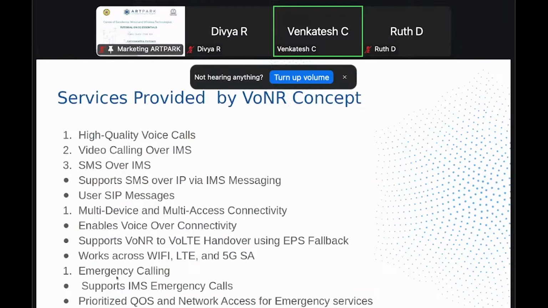Okay. And next is the emergency calling. It supports emergency calling, allowing users to contact emergency services with high priority and low latency. This is essential for situations like a medical emergency, any disaster or any accident. This system also prioritizes the QoS and dedicated network access to guarantee that emergency calls go through even during network congestion.